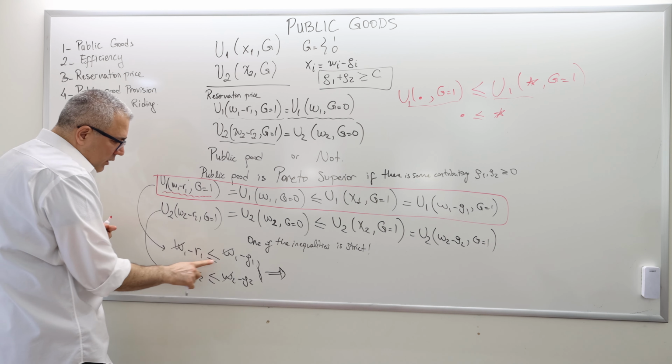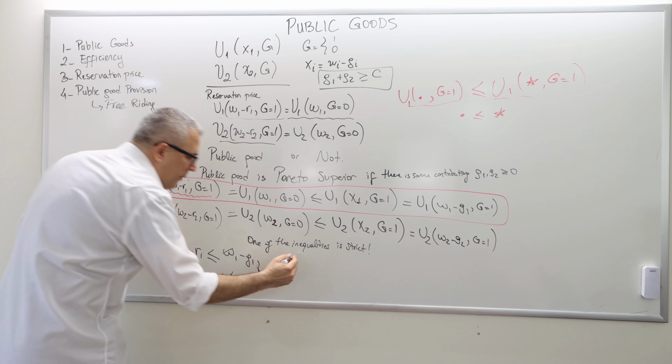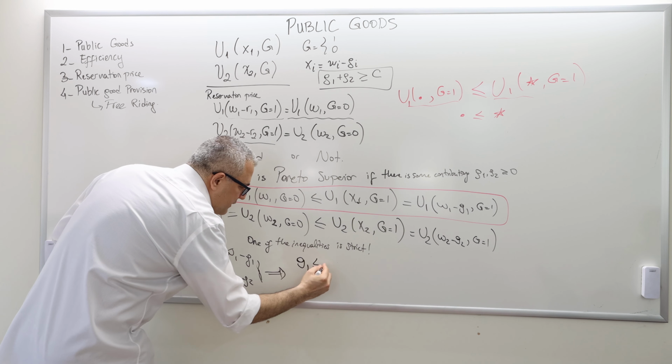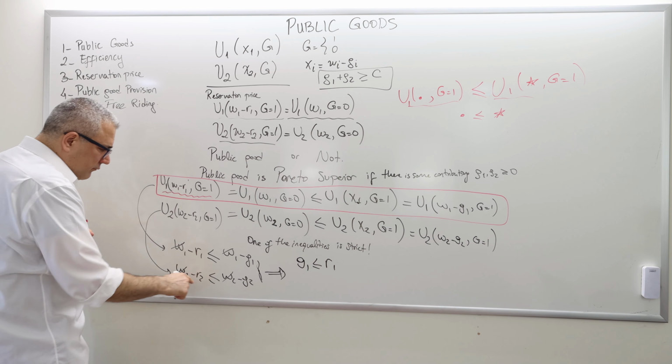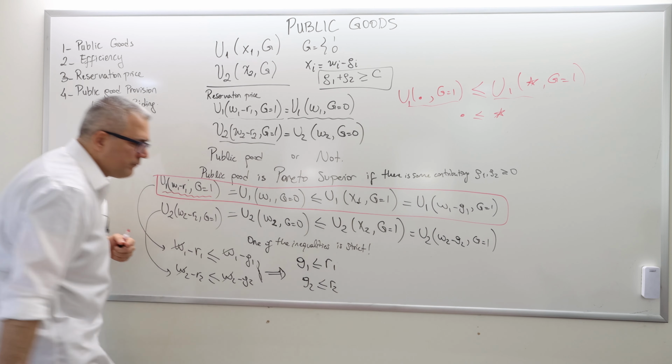So this is minus R1 less than or equal to minus G1. Sending minus G1 to the left-hand side, it becomes positive. So G1 is less than or equal to R1, and G2 is less than or equal to R2.